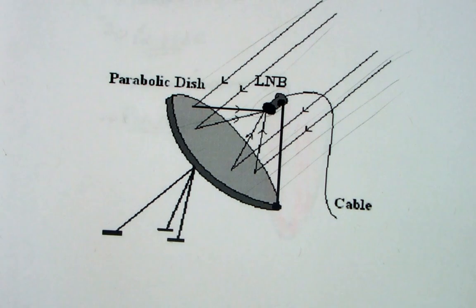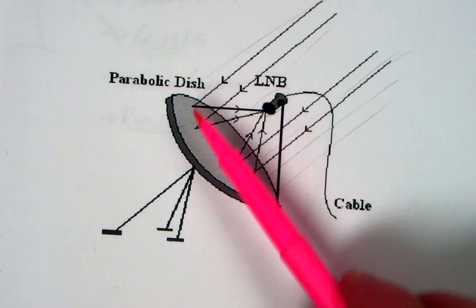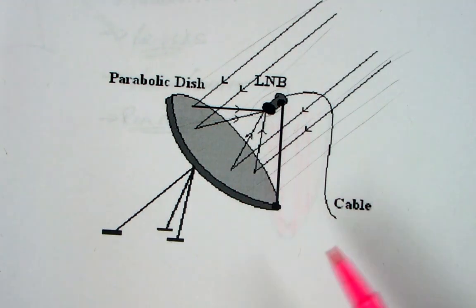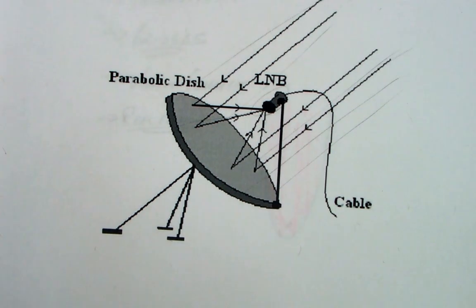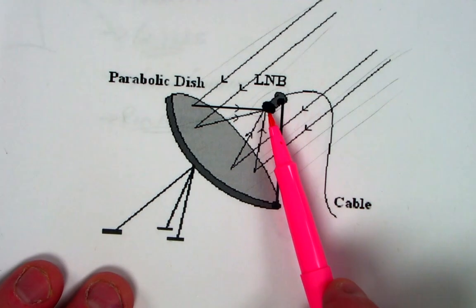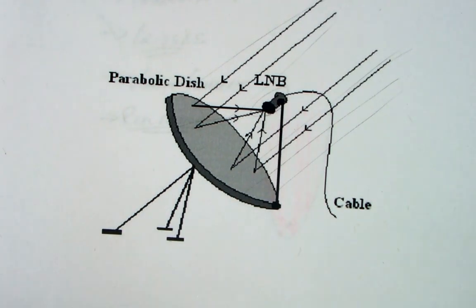Satellite dish. If you have a satellite dish in your house, you are using a parabola. Because what's happening? All this data is coming in, and that special shape of that dish focuses everything in on that point. Okay? And this is what's crazy.